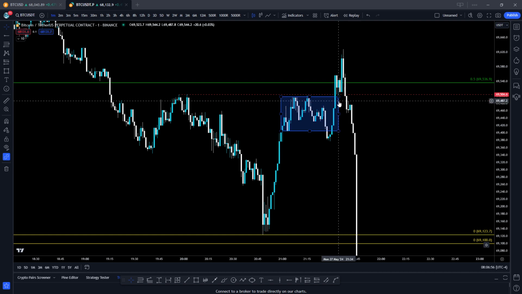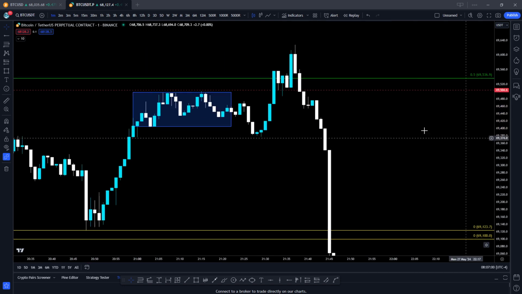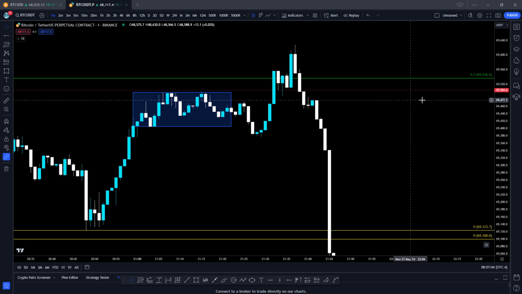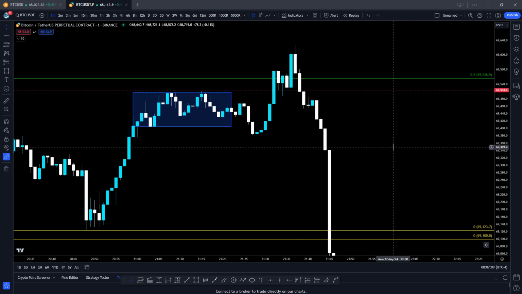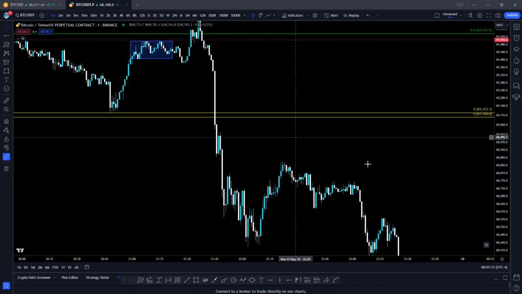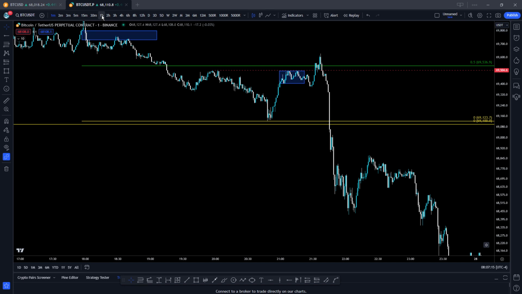And then this low right here, we want to see that one get taken out. And we do. So that's what we look for on our market structure shifts. Zoom back out.